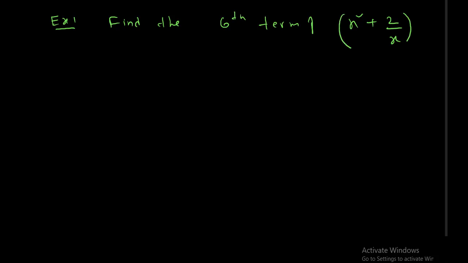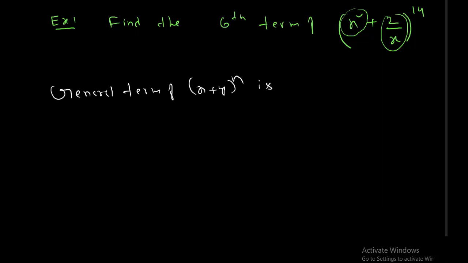Students, one example problem. Find the 6th term of (x^2 + 2/x)^14. You want the 6th term. How to find it? I will explain. In the previous expansion, x^2 is acting just like x and 2/x is acting just like y. The plus symbol is there, that is not a big issue. First of all, we need to write the formula: the general term of (x + y)^n.